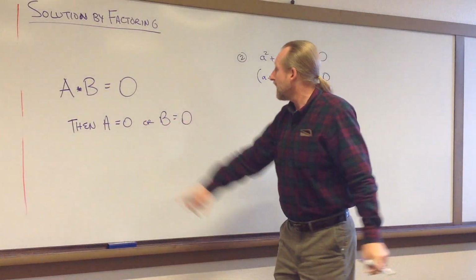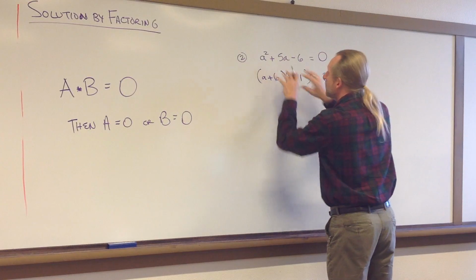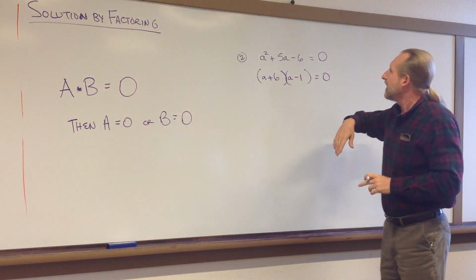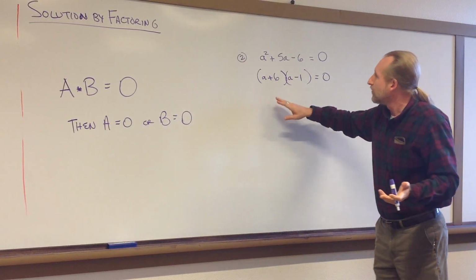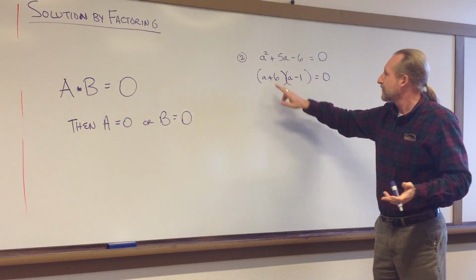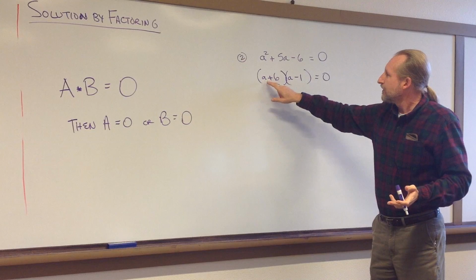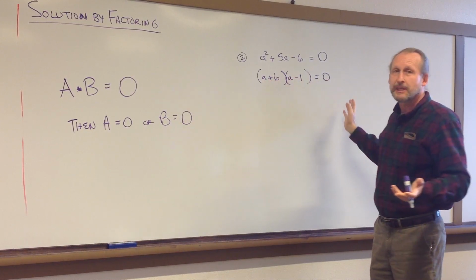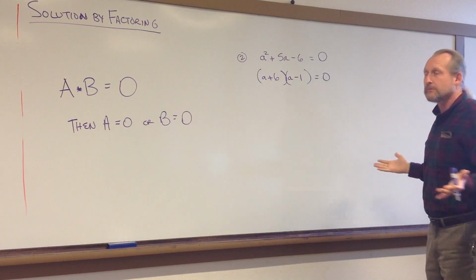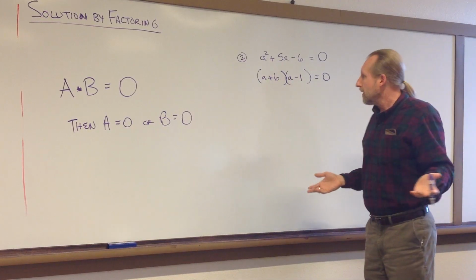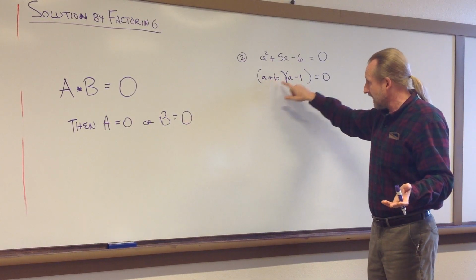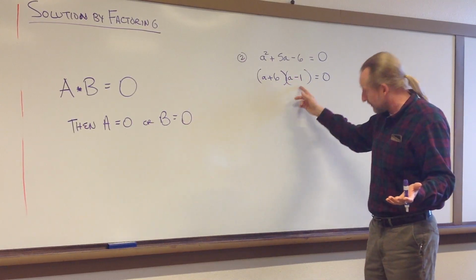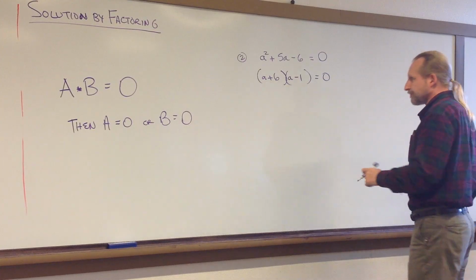So now we've got these two numbers, right? Each number is what's inside the parentheses. Let's say a equals 3. Then you would have 3 plus 6 is 9, 3 minus 1 is 2, 9 times 2 is 18. So 3 is not a solution. But what if a was 1? Then you'd have 1 plus 6 is 7, 1 minus 1 is 0. So 1 is a solution. 0 times 7 would give you 0.